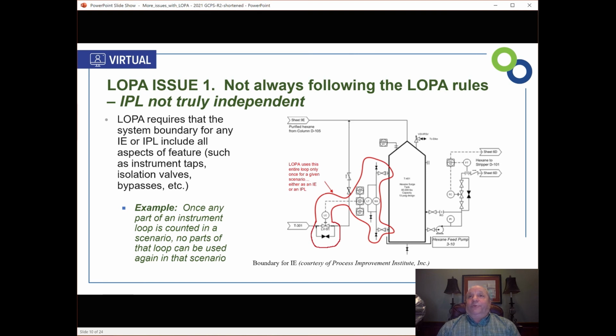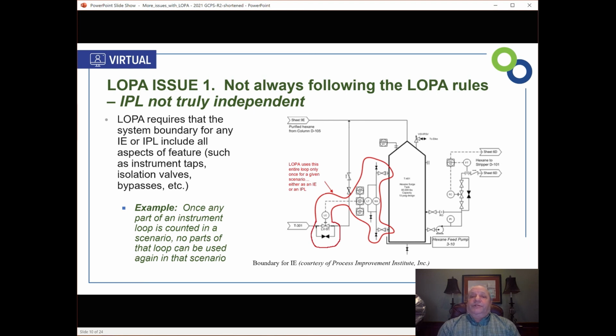The first LOPA issue shown here is people still don't follow the rules of LOPA. They want to invent their own rules or just not follow rules in general. But one of the main rules they have to follow, which isn't always followed, is that IPLs are not truly independent. That's one of the rule breaks we've seen. IPLs should be independent of the initiating event, and independent of other IPLs, other independent protection layers.